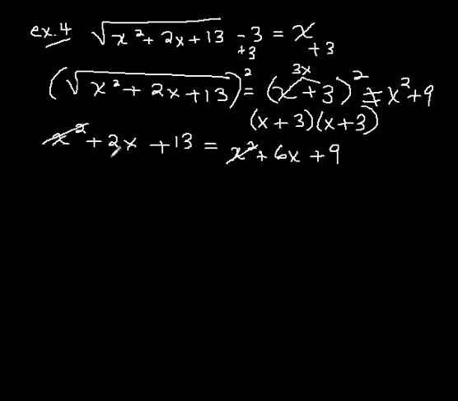It depends if we want to make it negative or positive, but if we bring the 2x, subtract it from the 6x, we're going to get 4x. And if we subtract 9 from 13, we're going to get 4. And we get x equals 1. You should check it, and it works. And that's how you do those.